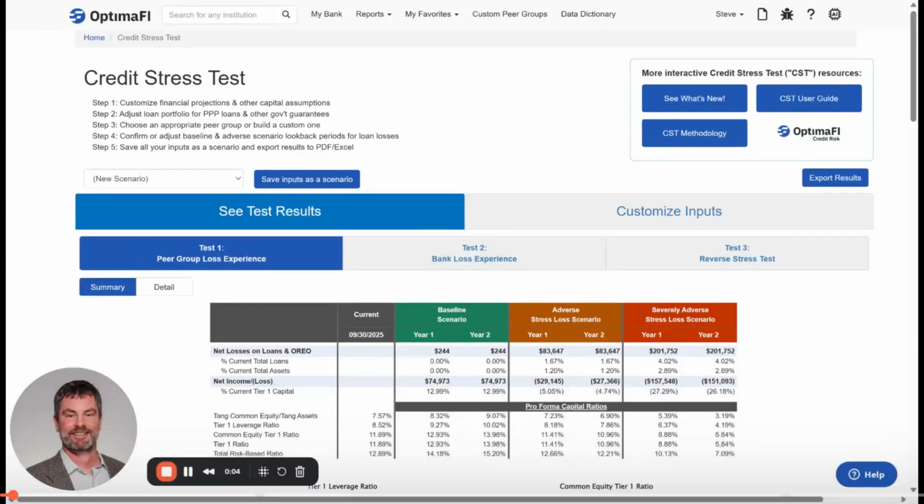OptimaFI provides a fully automated portfolio credit stress testing tool that integrates with your capital plan in just a few clicks. The regulators expect you to assess your bank's exposure to loan losses from major economic shifts and to estimate their impact on earnings and regulatory capital. Our tool gives your bank reliable, examiner-ready analysis without having to invest a ton of time, expertise, or expense.